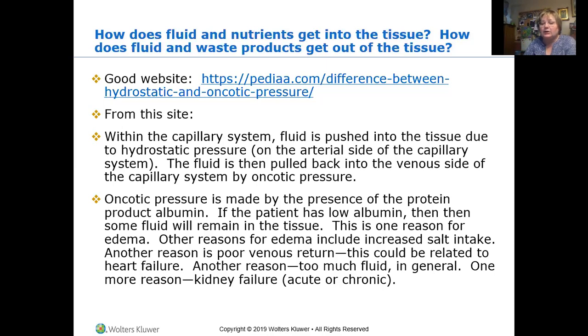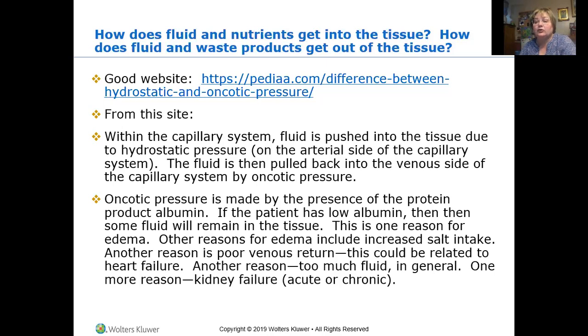So if your patient has low albumin levels, then some of the fluid and also waste products and everything are going to remain in the tissue. So this is one reason that we have swelling. But that's not the only reason. There are several reasons that a person may have swelling.